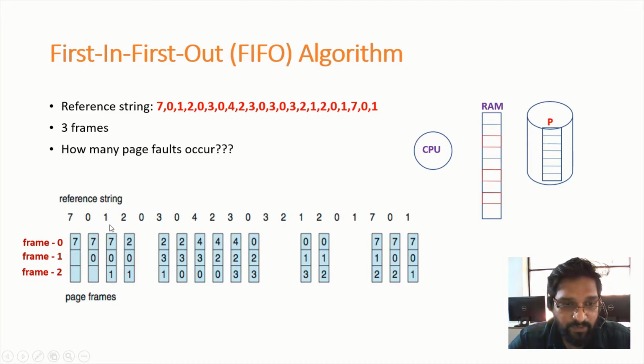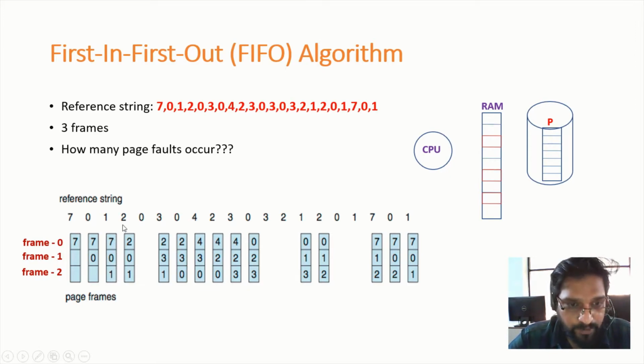So next CPU is requesting page number 1, and page number 1 is not present inside the RAM. So since page number 1 is not present inside the RAM, we need to move page number 1 from hard disk to RAM. So once we move page number 1 to RAM, our RAM looks like this, right?